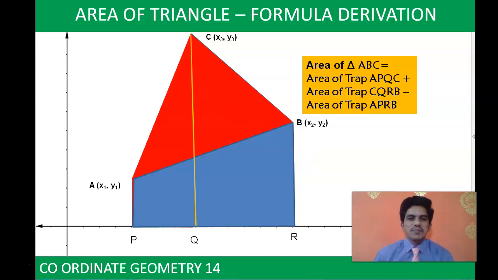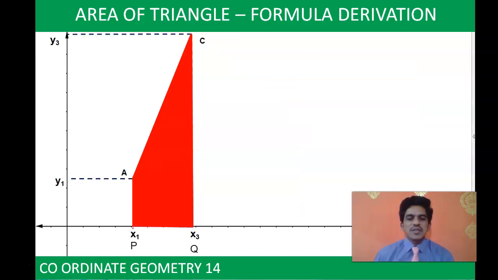Observe this carefully. First we will calculate the area of the trapezium APQC. Then we will calculate the area of the trapezium CQRB. From this sum, we will subtract the area of the trapezium APRB. That is what we are going to do now. We will take one trapezium at a time and find the area of each trapezium.